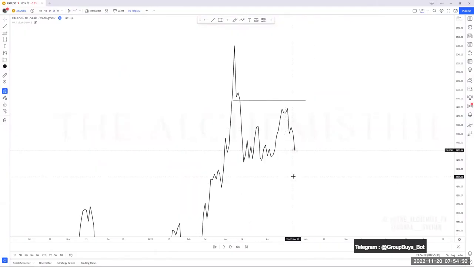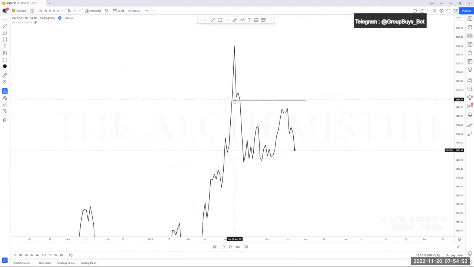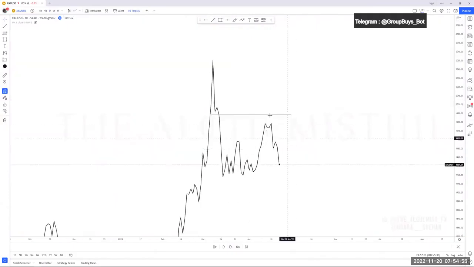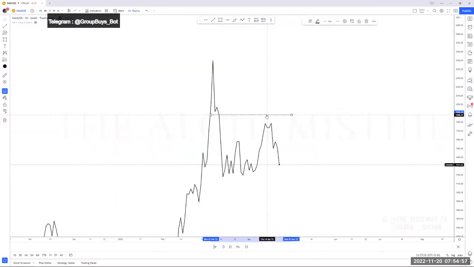Now this is how you can do the multi-time frame. Now this was a weekly level, right? But let's say you're waiting for the weekly candle to close, so you have to wait until Friday. Can you understand that?